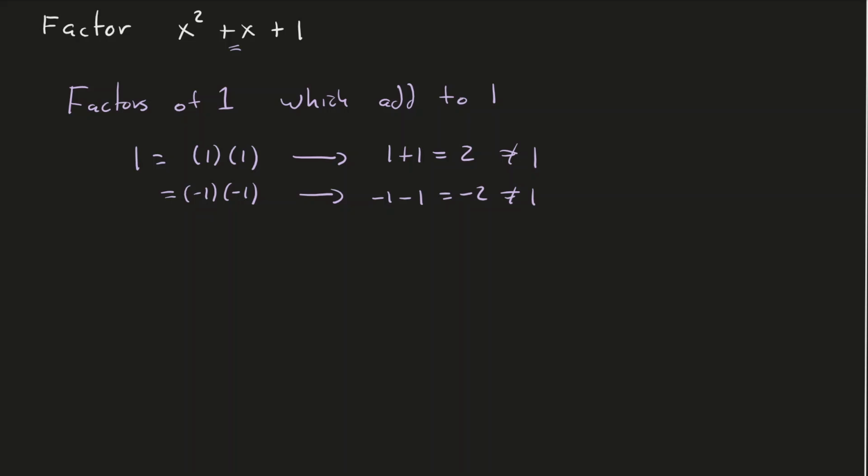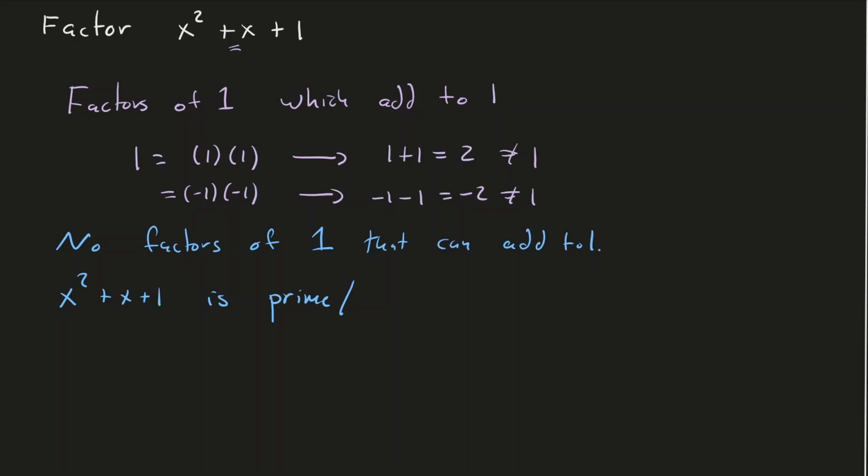So the thing to note is that we have no factors of 1 that can add to 1 for that middle term to work out. So what we call this is that x squared plus x plus 1 is prime or irreducible, in that we can't factor it over the rational numbers. So there's no rational numbers that will allow us to factor this. So we call it prime or irreducible.